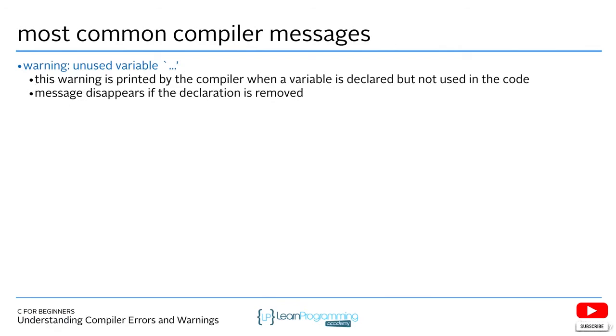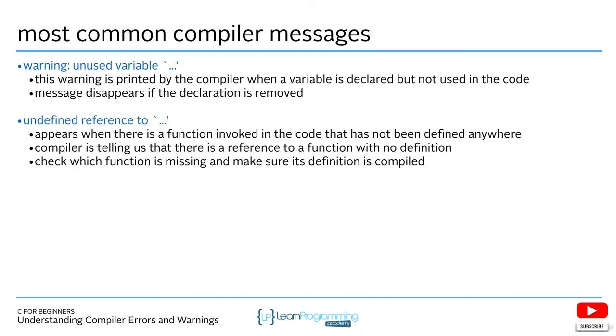Unused variable, another common warning. This is printed by the compiler when a variable is declared, but it's never used. You shouldn't be declaring a variable if you don't use it. So remove that declaration. I tend to get these quite a bit when I do some of my demos because I leave in variables that I never use. Or when I was demonstrating how to declare a variable and then I compiled it to show you that I compiled, I would get a warning saying it was never used. So that's okay because I was demonstrating something, but you remove your variables if they're not being used. No need to declare.